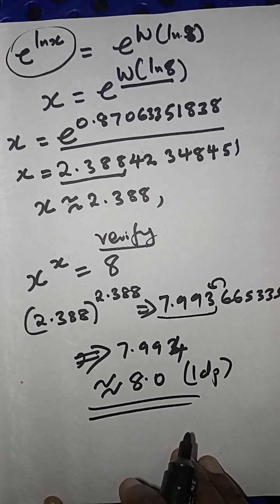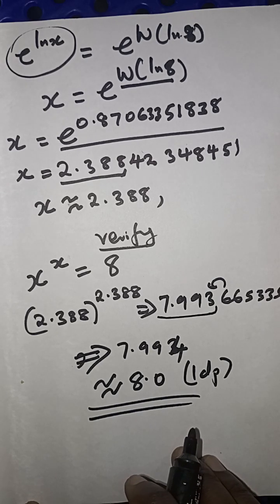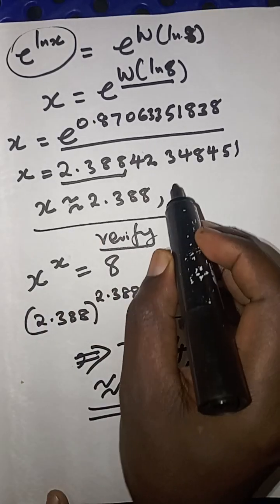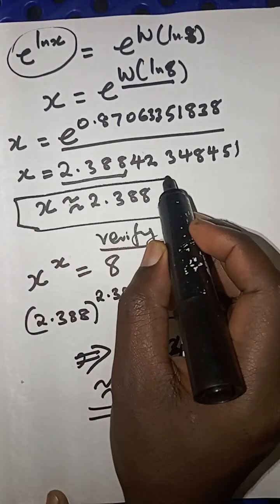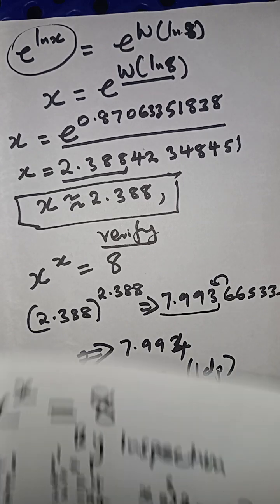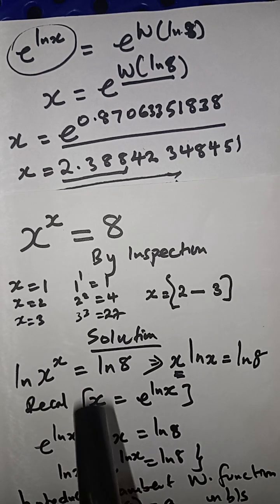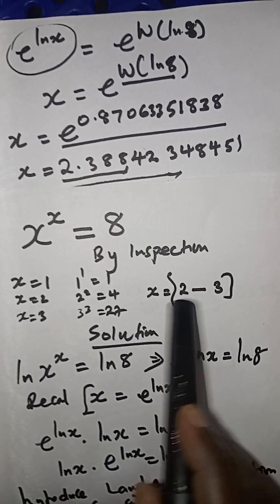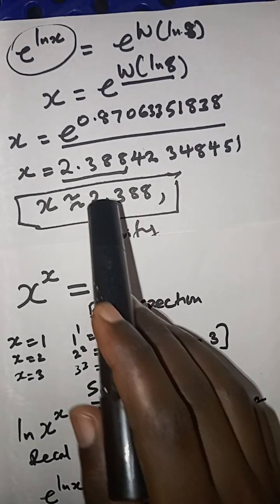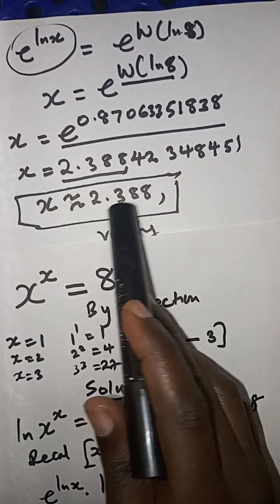So of course, we are now confident that the value of x which satisfies our exponential equation is actually 2.388, which we initially predicted using the inspection approach that the value of x will range between 2 to 3. And of course, it is indeed true that our x is 2.388.